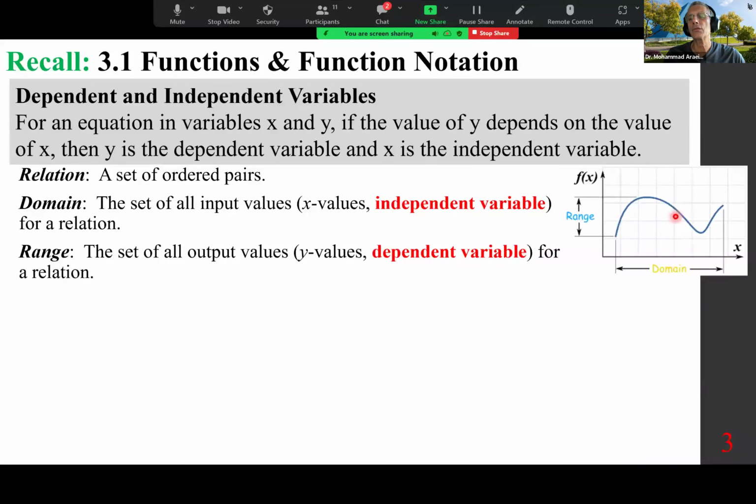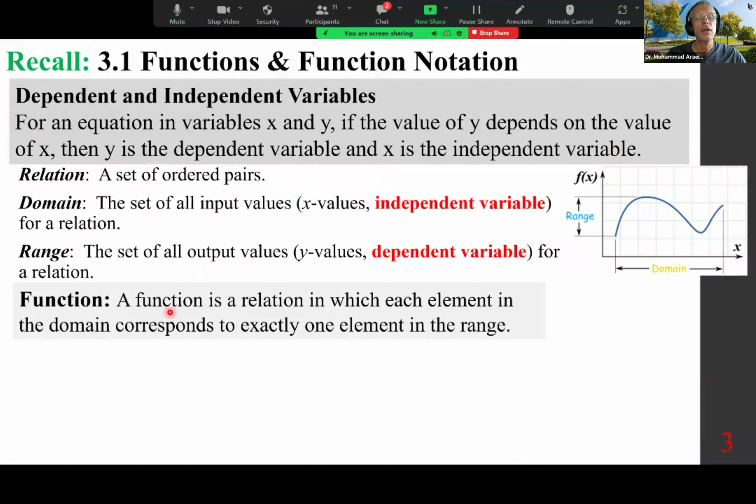So as we look at this graph, along the x-axis it covers from here to here. It's known as the domain. Along the y-axis it covers from here to here, so the bottom of the graph of the function to the top of the graph of the function, and this would be the range.